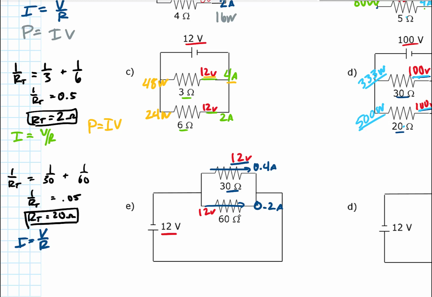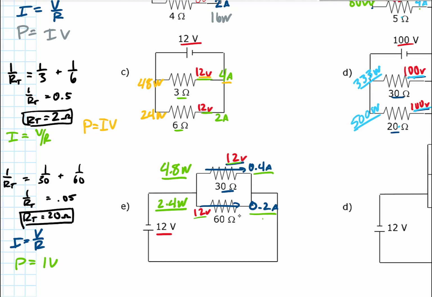And then if I want the power, power is current times voltage, so 0.4 amps times 12 volts, 4.8 watts, and then 0.2 amps times 12 volts is 2.4 watts.